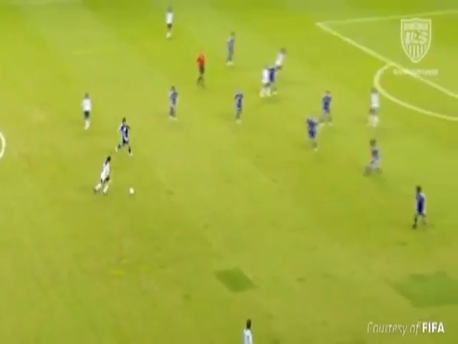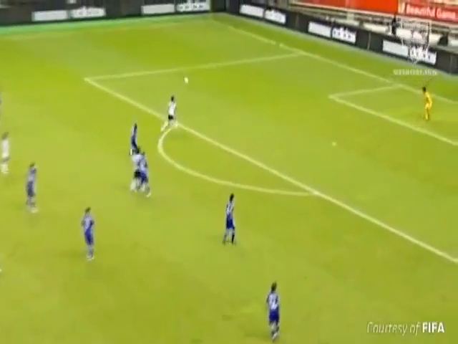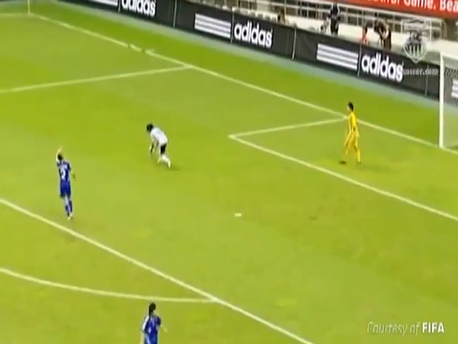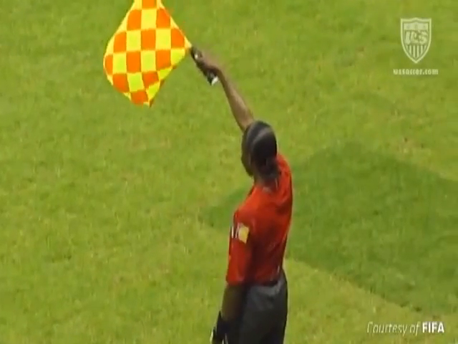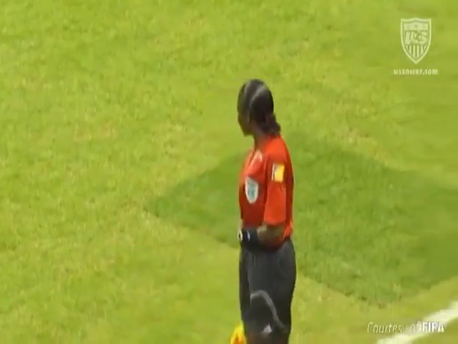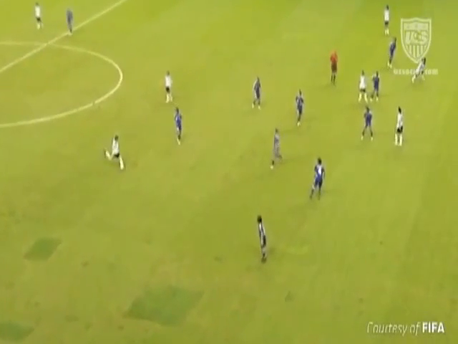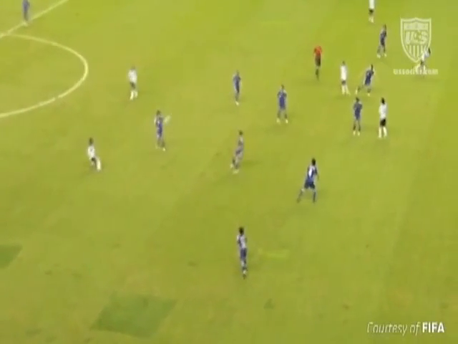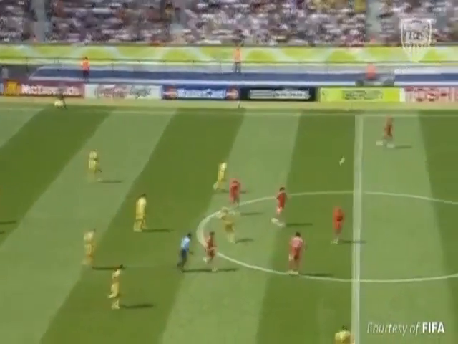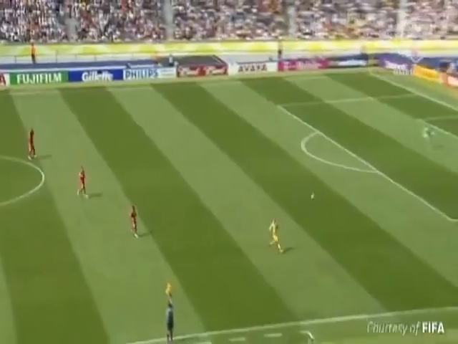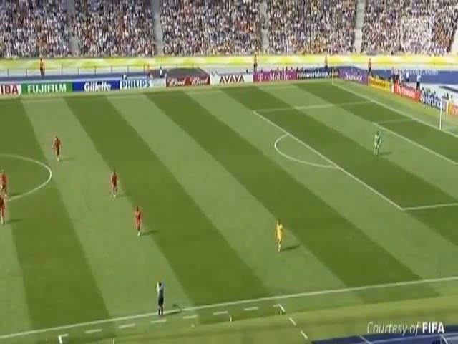It's very difficult for assistants to assess offside when the ball is played over a long distance, because they must take into account the position of the kicker as well as the position of the receiver. Another ball played over a long distance, and again a correct signal from the assistant.